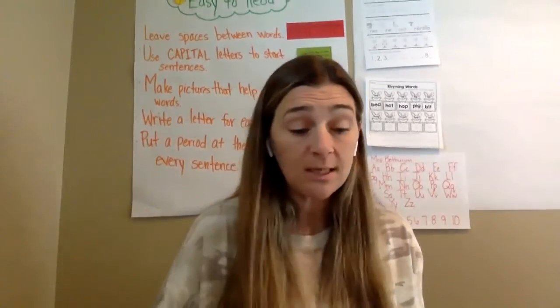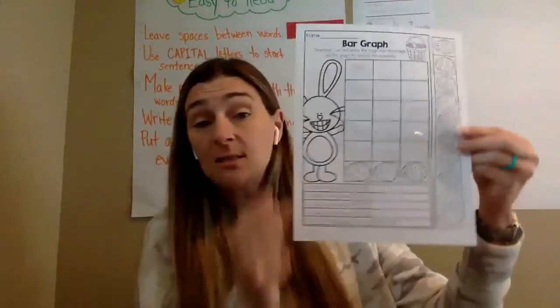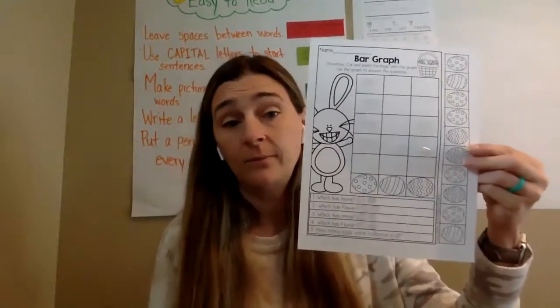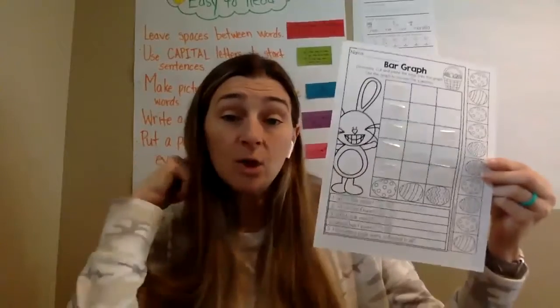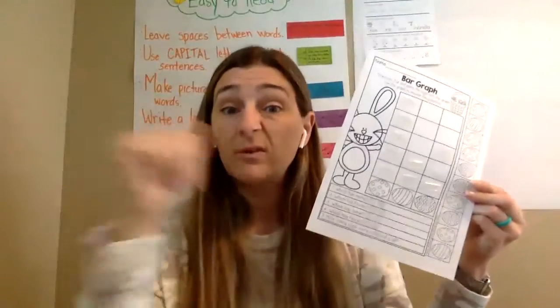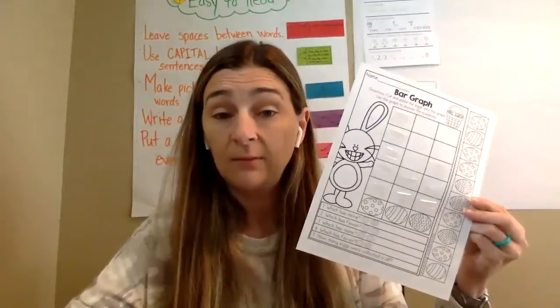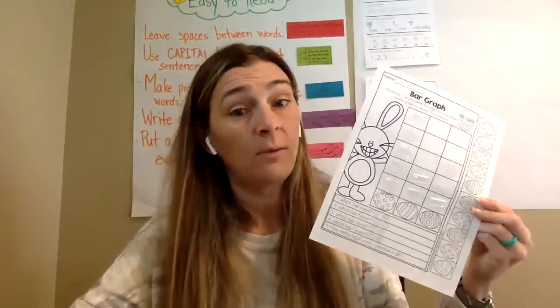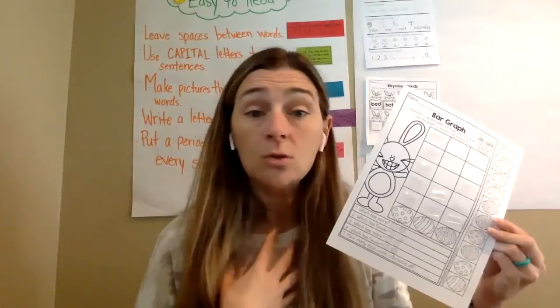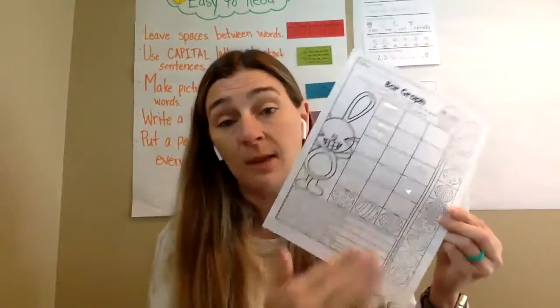So the paper you're going to need right now looks like this. It says bar graph and it has a picture of a bunny and some eggs on it. Okay. All right, you're going to need your scissors and either some glue or some tape, whatever tool that you have is fine. And as we cut, remember, we're not cutting what? Hair. We're not cutting our clothes. We're only cutting this paper.